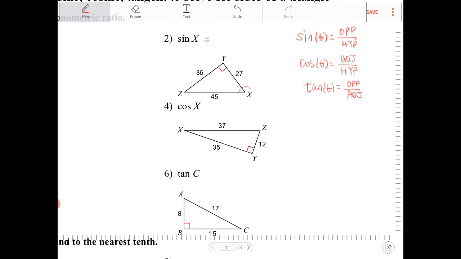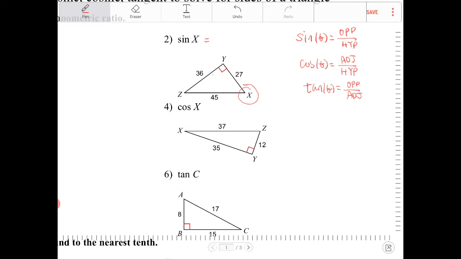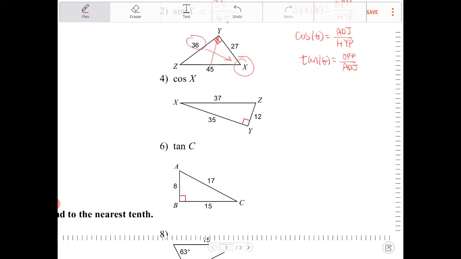So x being this angle here, which side is going to be opposite of x? When you think of opposite, it's always going to be the side that's facing the angle. So this side here is facing that angle. Which side is going to be the hypotenuse? Now the hypotenuse is always going to be facing the right angle. So it would be 45. Let's take a look at the next one here.